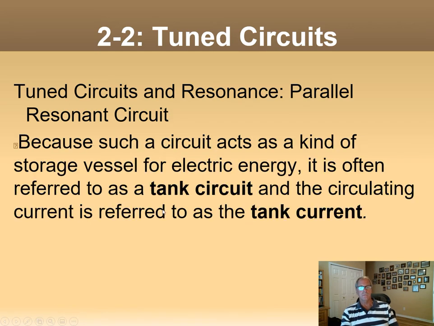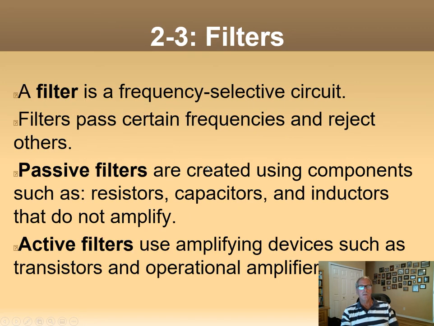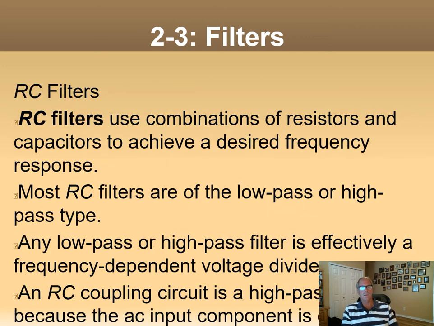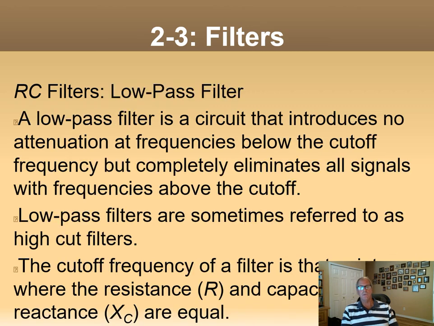Yeah, tank circuit, because a recirculating current is referred to as a tank current. So filters, we have all kinds of filters, passive filters and active filters. We're going to talk about low pass, high pass, band pass, and band reject filters. RC filters is a resistor and a capacitor.